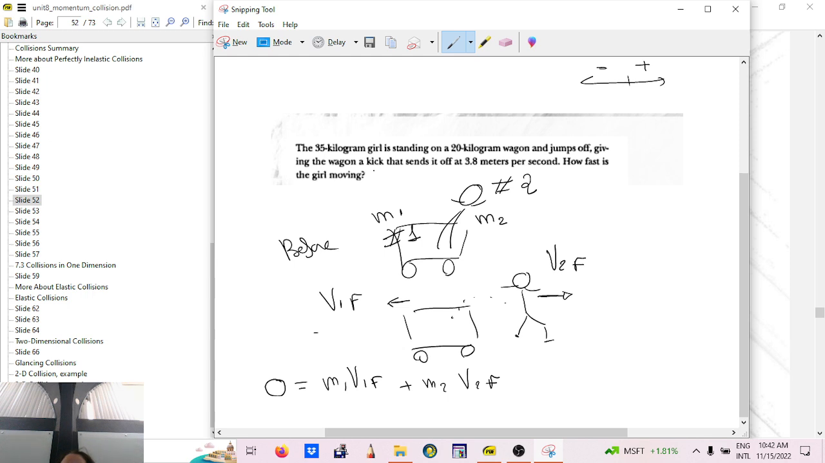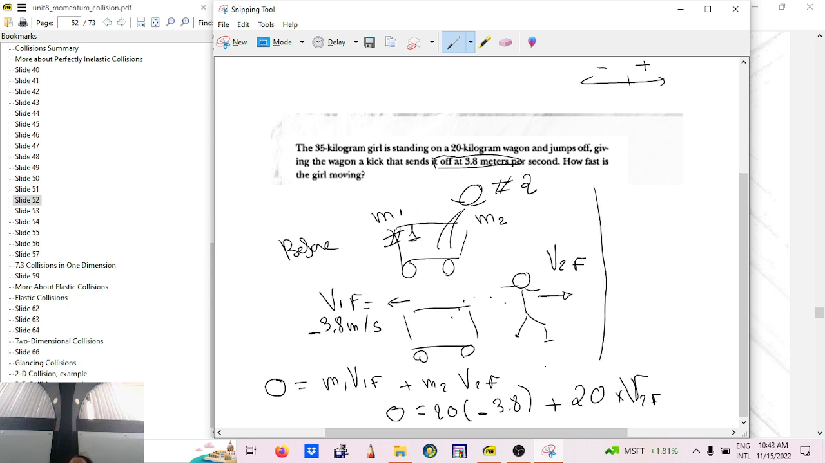Giving the wagon a kick. So it's the wagon that goes at 3.8 meters per second. So the final velocity for the wagon is negative 3.8 meters per second. Is that clear? And then it's super easy. There is nothing special here. The wagon is 20 times negative 3.8 plus the little girl 20 times V2 final. So it's very easy.